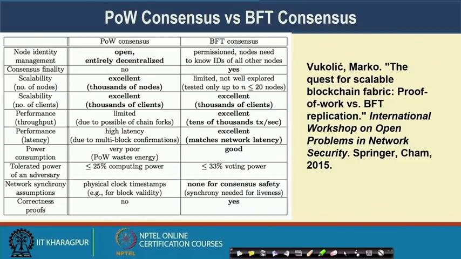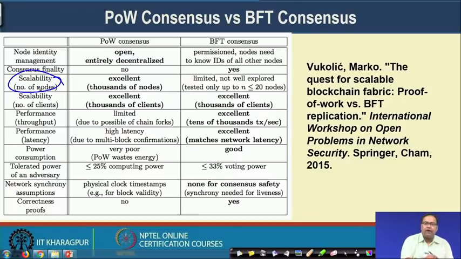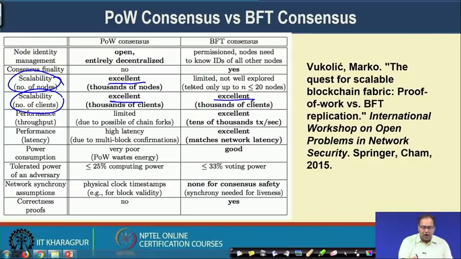In the last class, we looked into the comparison between proof of work and the BFT consensus protocol, and there we saw that there are two major aspects where the consensus scalability differs. One is the scalability in terms of number of nodes. The second is the scalability in terms of number of clients. In terms of number of clients, both proof of work and PBFT based protocols perform well, but in terms of number of nodes, proof of work consensus performs excellently, while PBFT based consensus performs very poorly.